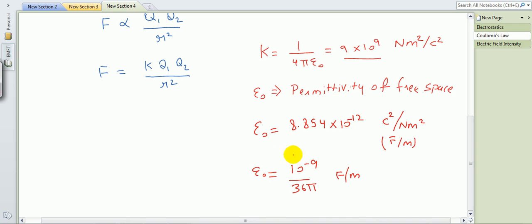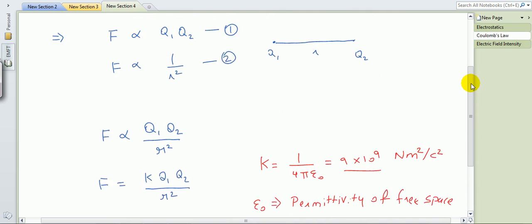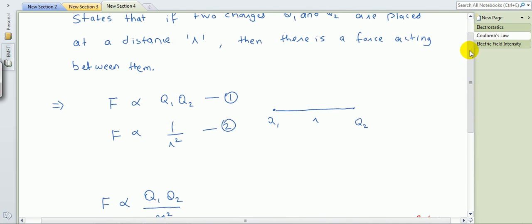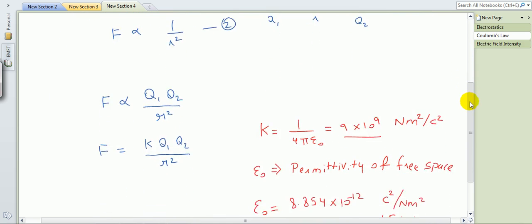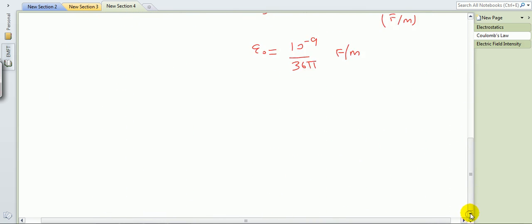It's the same as 8.854 times 10 to the power minus 12. So for simplifying the calculation, we can use this also. So this is about the force between two charges. Now this Coulomb's law has a vector form also. So we will see the vector form of Coulomb's law. What is that vector form of Coulomb's law? We'll see.